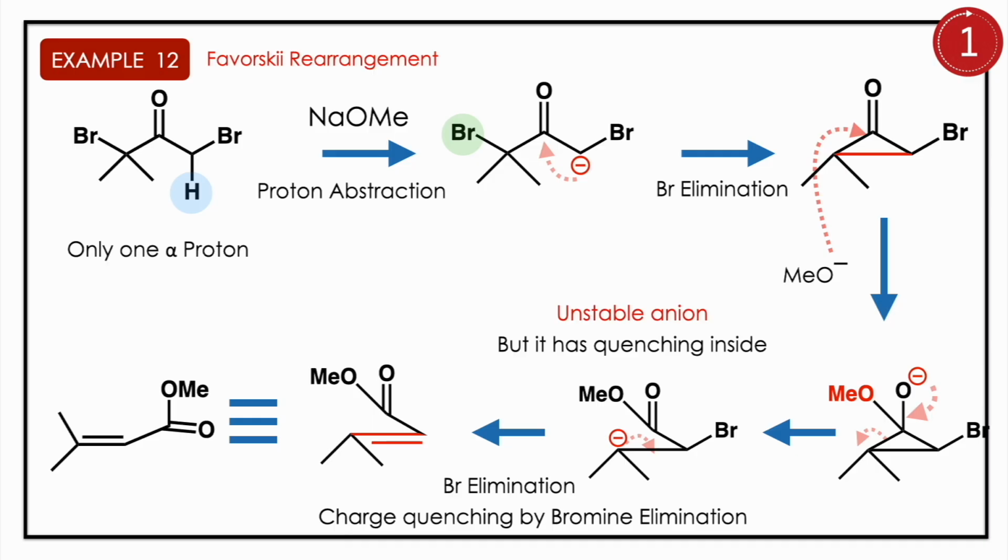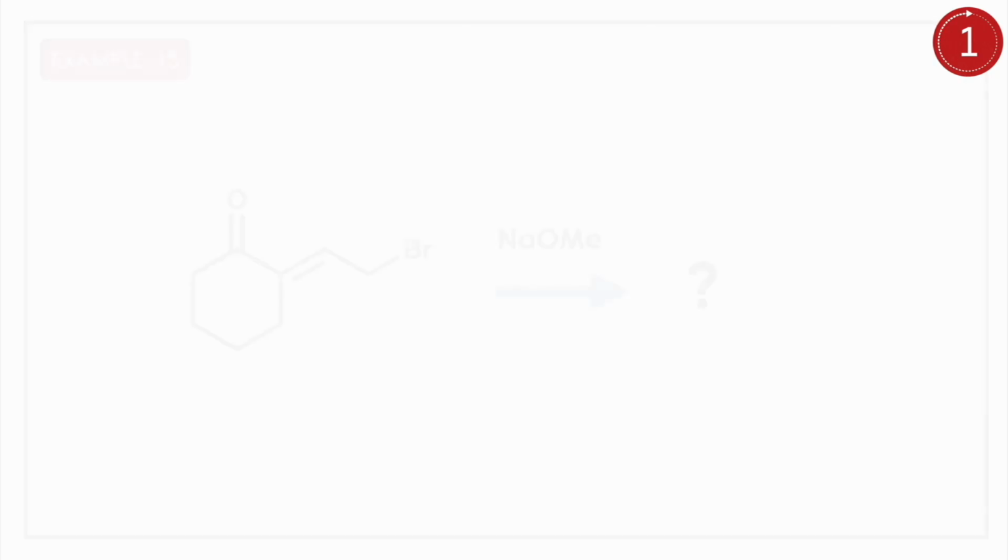Here the charge is quenched in a different way, while the ring opens with a less stable anion, because the quenching pathway is by bromine elimination. So the anion attacks the bromine and forms an alkene. The driving force is conjugation. So the final product, if you look at it, is an alpha, beta unsaturated ester. You end up with an unexpected final product. The whole reaction involves a different pathway of quenching the anion. This is due to two leaving groups in the starting material.